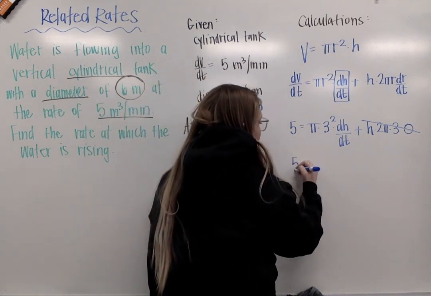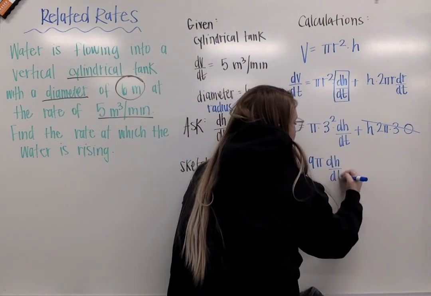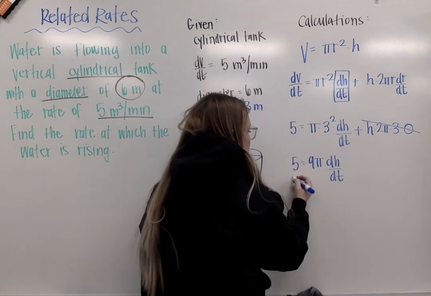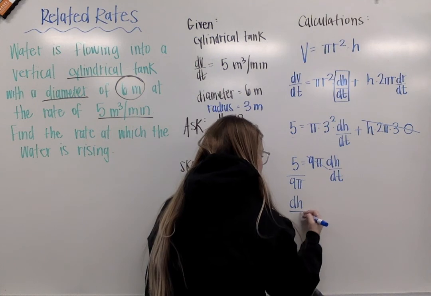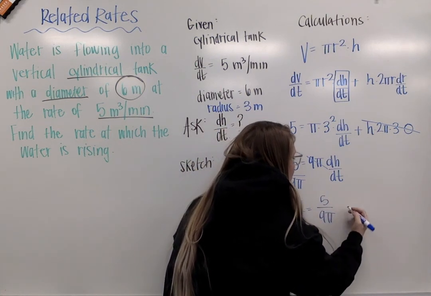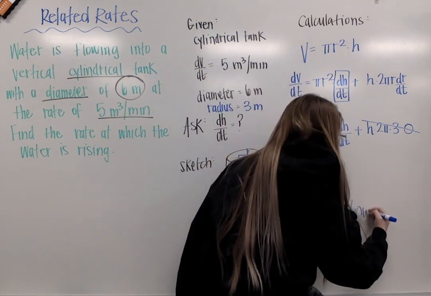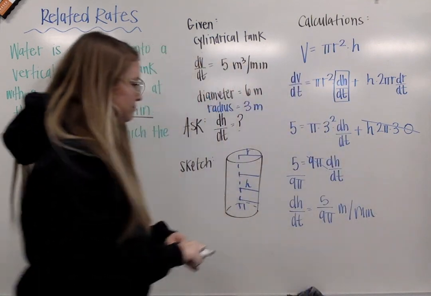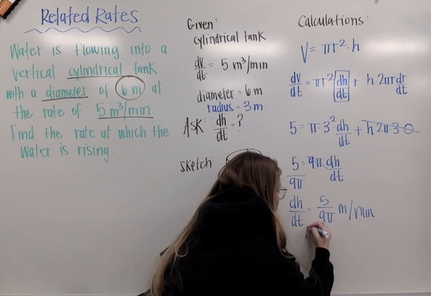So I have 5 equals 9 pi dH/dt. So I'm going to divide by 9 pi. And my dH/dt equals 5 over 9 pi meters per minute. Okay, so here's my answer.